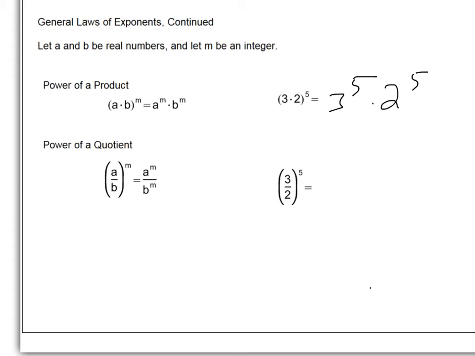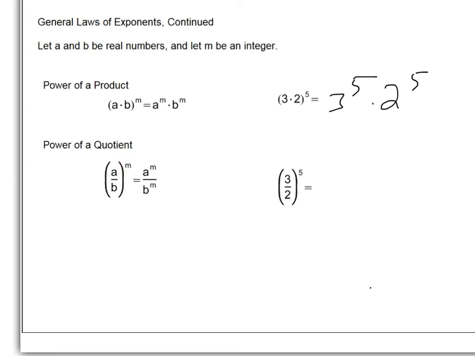3 to the 5th is a large number, I think 243. 2 to the 5th is 32. You can multiply those out, and you get the same thing as if you multiplied 6 by itself 5 times, but that's not what we're looking at here. Finally, we have a power of a quotient, which is once again a division or a fraction being raised to a power.